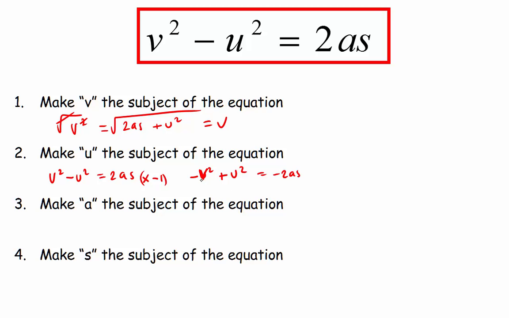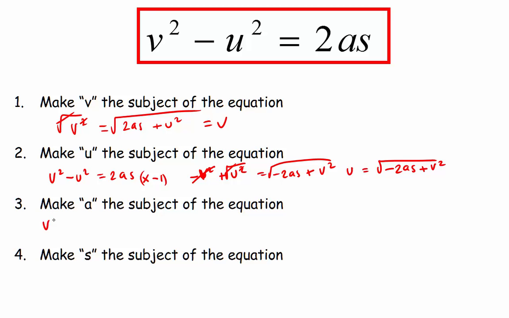Okay, and now I can add positive v squared to both sides of the equation, which will cancel it from this side. So this becomes positive v squared, and again take the root, which cancels the root here, so it cancels the square there. So I end up with u is equal to square root of minus 2as plus v squared.